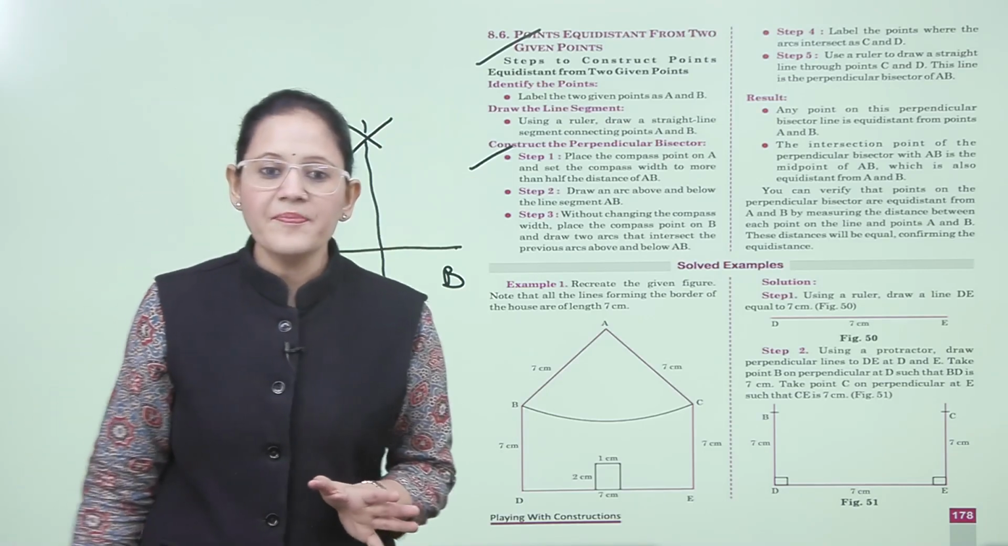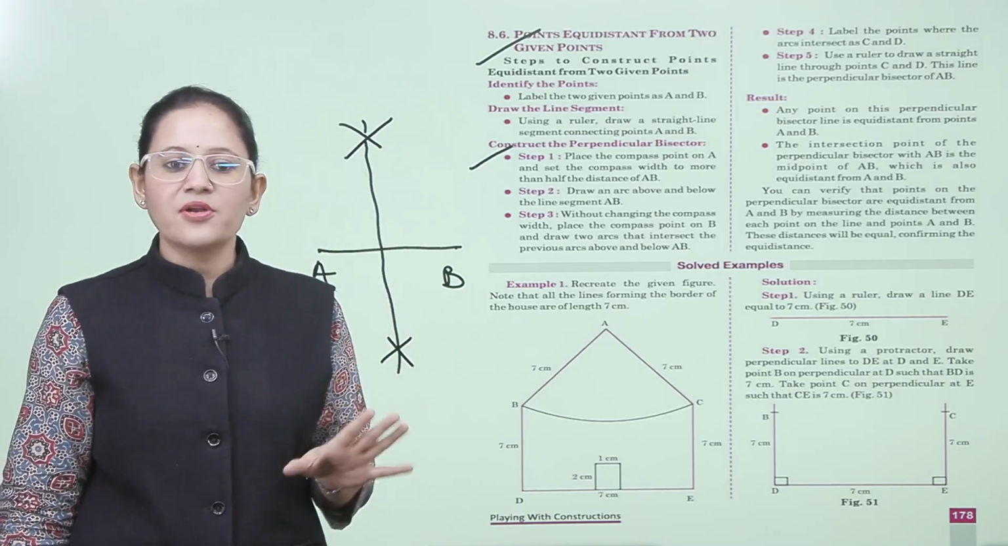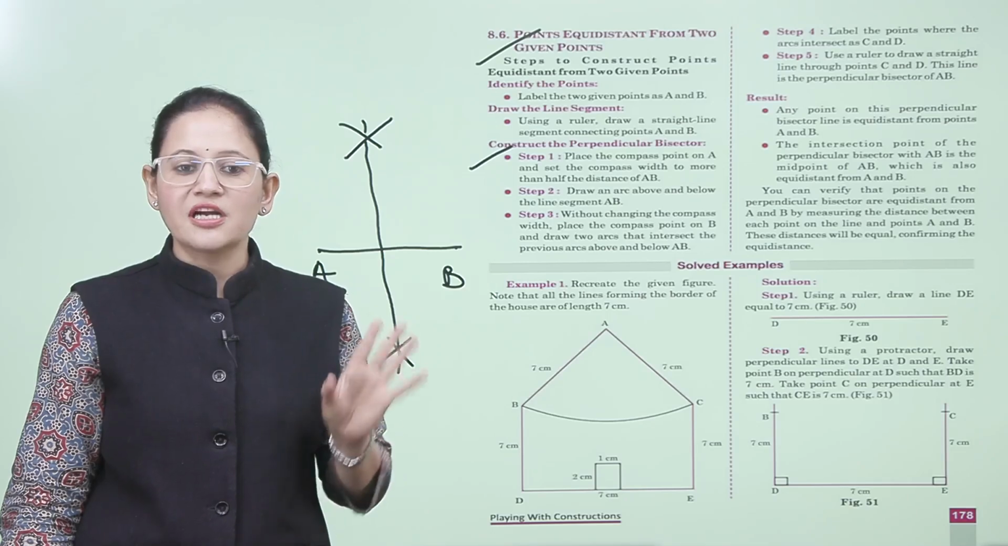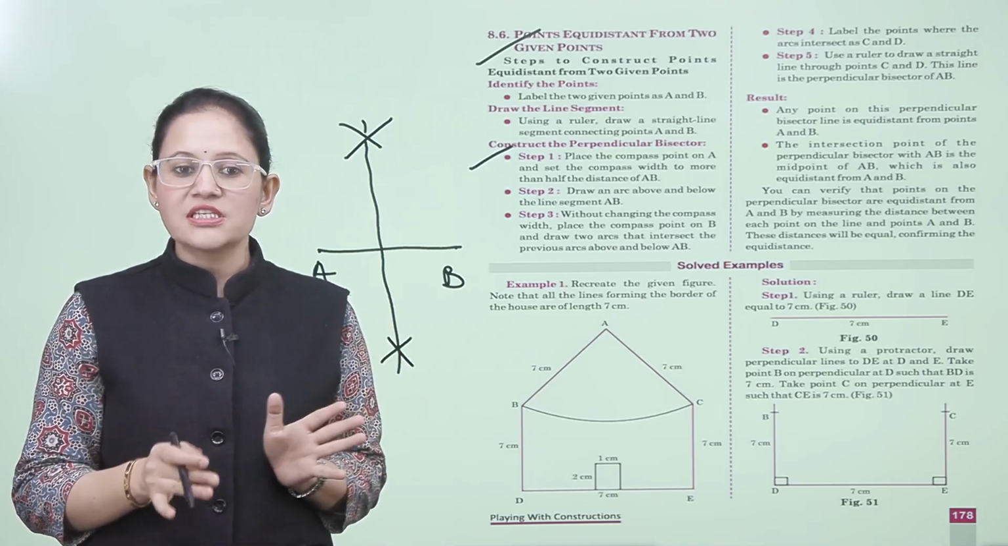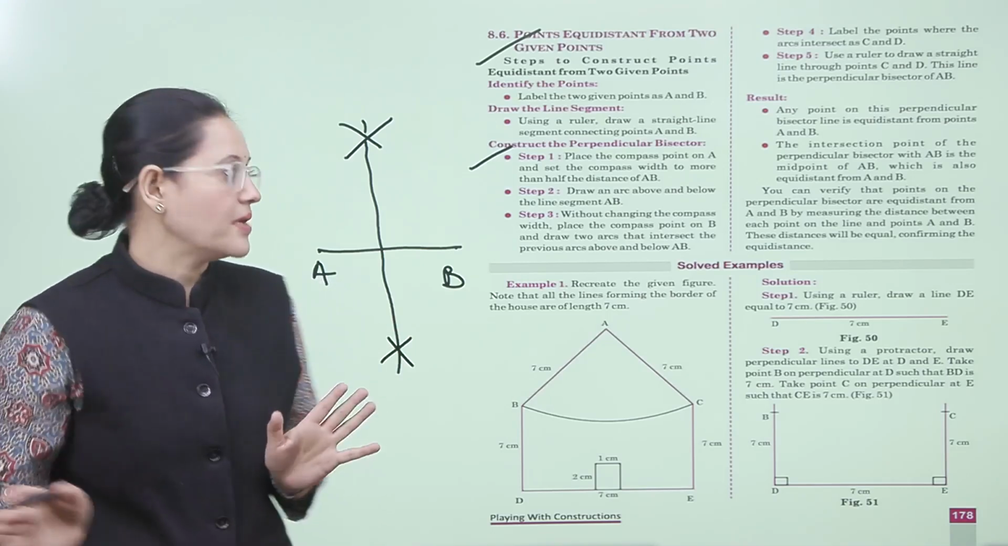Join them. Clear? Now draw the arcs above and below the line segment AB without changing the compass width. Place the compass point at B and draw two arcs to intersect the previous ones above and below AB.